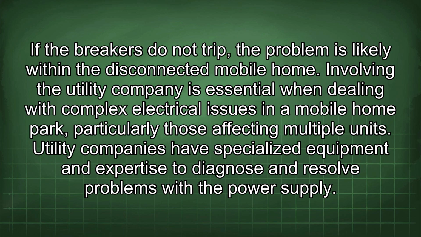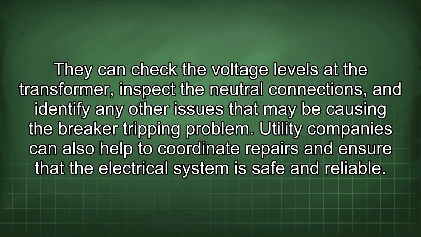If the breakers do not trip, the problem is likely within the disconnected mobile home. Involving the utility company is essential when dealing with complex electrical issues in a mobile home park, particularly those affecting multiple units. Utility companies have specialized equipment and the expertise to diagnose and resolve problems with the power supply. They can check the voltage levels at the transformer, inspect the neutral connections, and identify any other issues that may be causing the breaker tripping problem.